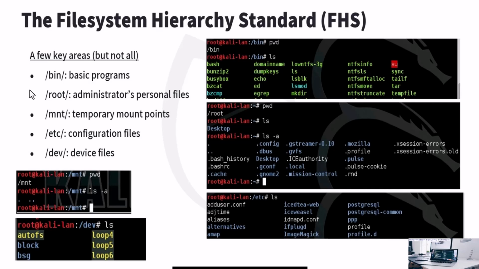Also, we have the dev folder, or device files, which holds the drivers for all the devices we have in our system. As you can see in the screenshots on the right, the bin folder may contain the commands ls, mkdir, echo, and bash, which is used for running bash scripts, and so on. Most of the common and basic programs will be found in this folder. Also, we have the folder etc, which contains the configuration files.